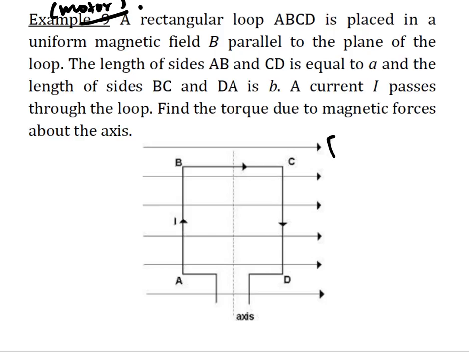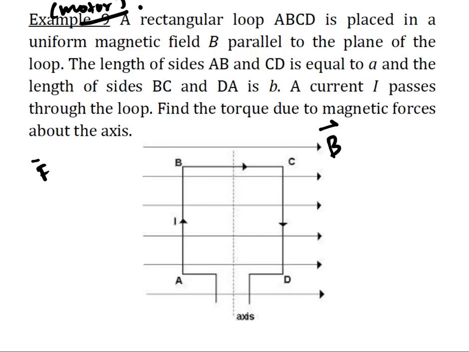So you have the magnetic field to the right-hand side, and then you have current going up here, the current at BC going to the right, the current at CD going down, and the current at DA also going to the left-hand side.